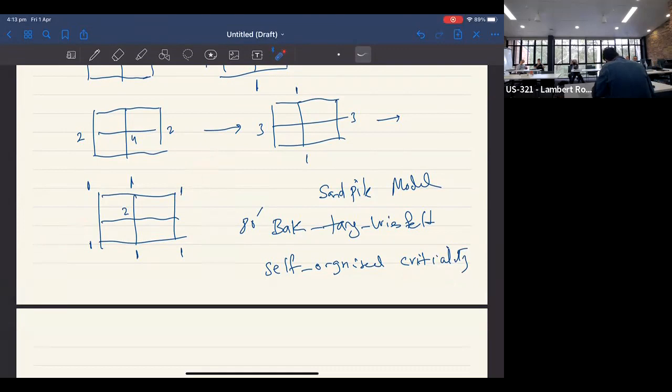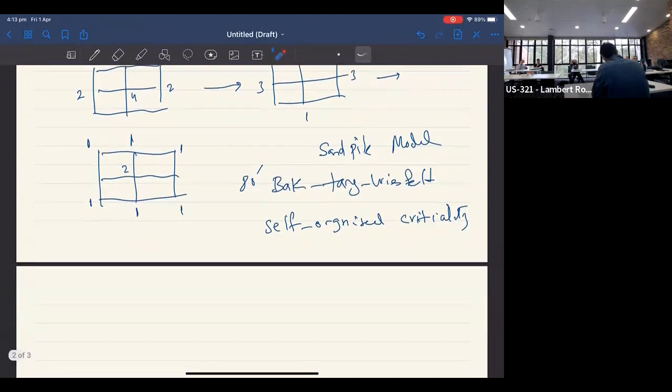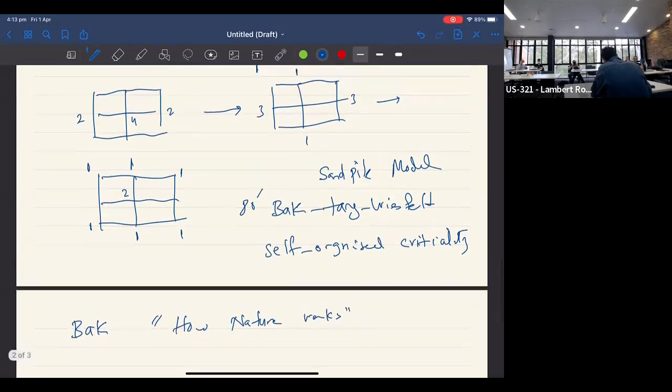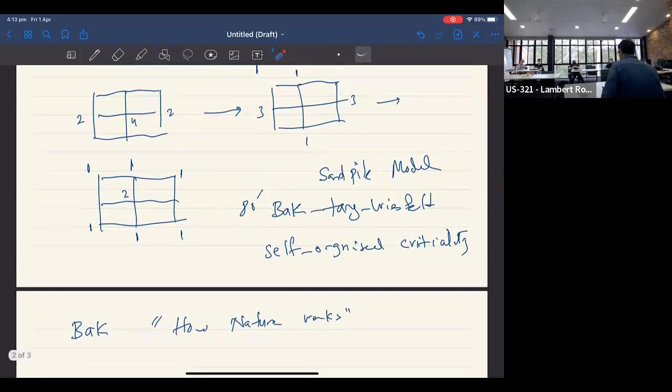Okay, and then came a lot of papers about this model, but I just want to also mention another book by Bak. It's called How Nature Works. So he was very excited about these models and argued that, look, a lot of things in nature have this kind of behavior. This book has not much mathematics in it, it's more of a philosophical sort of book.